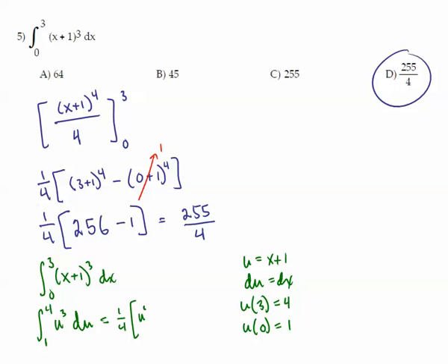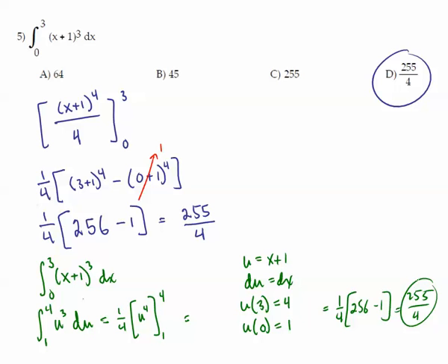u to the fourth from 1 to 4. And you can see that that's going to be, I'll write it over here, 1/4 of 256 minus 1, or 255 over 4. So we still get the same answer when we do u substitution.